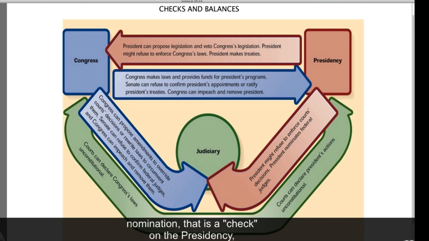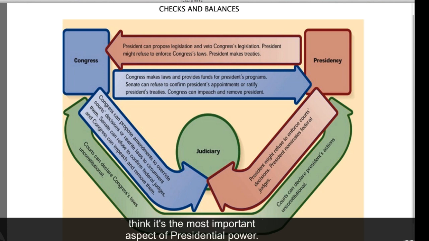That is a check on the presidency, and that is a check on the judiciary, both. So Congress has multiple checks on the filling of a Supreme Court vacancy. Now, when the president nominates someone, in all likelihood, they're going to nominate someone that shares his or her political and legal ideology. This is an enormous amount of power.